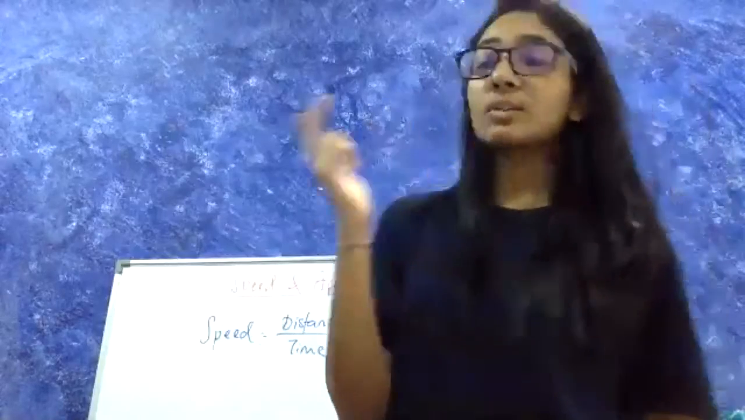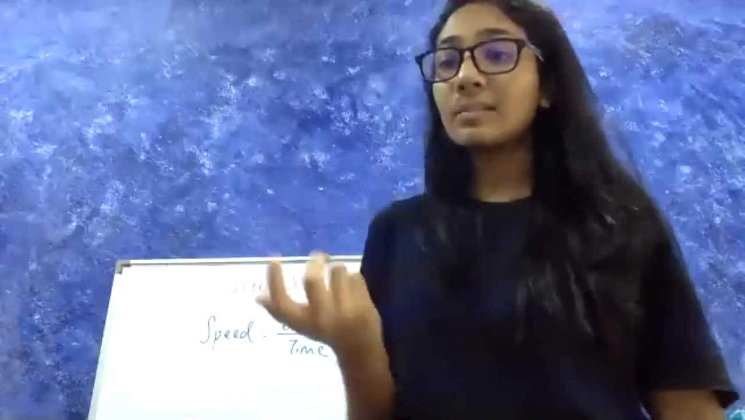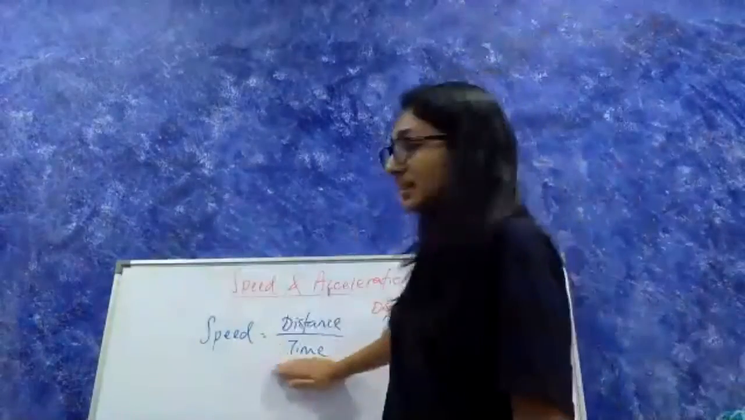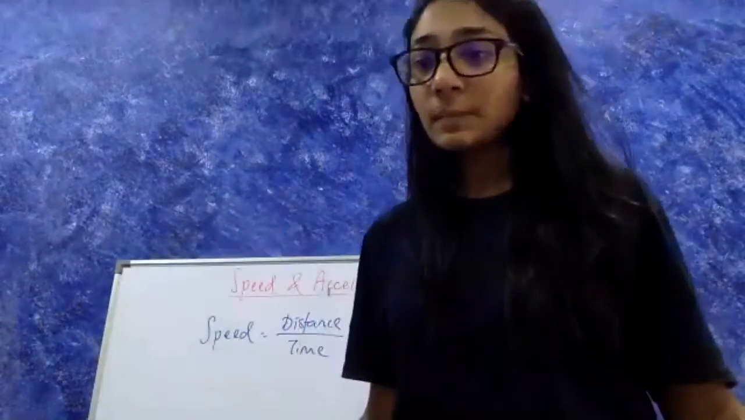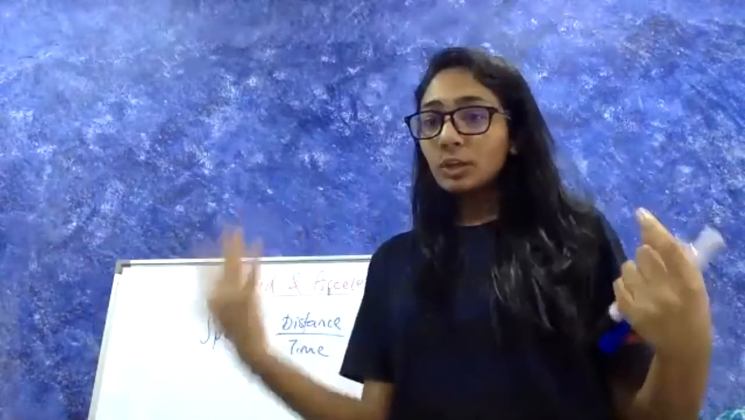So let's say I start with 60 kilometers per hour, and then slowly I increase my speed and I go to 120 kilometers an hour. So we want to find the rate at which the speed is changing. That is acceleration. Okay, I repeat, speed is distance over time. So for a given distance, how long do you take? And then you get the speed.